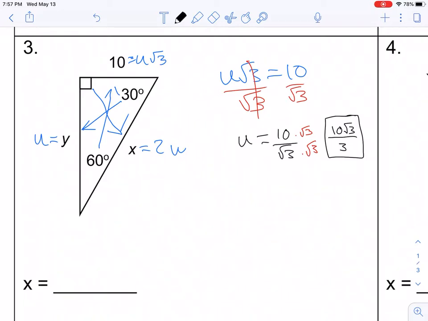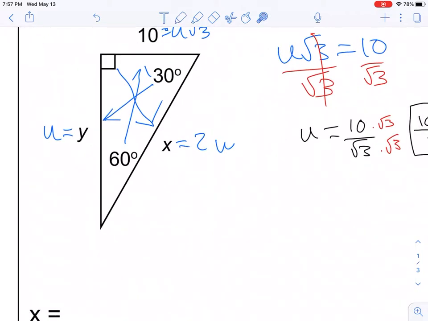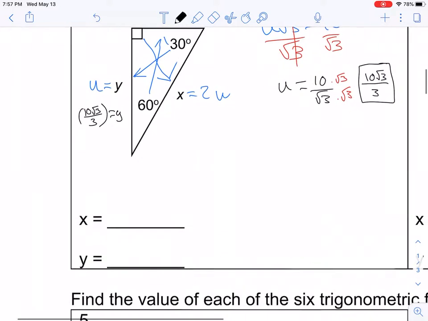Perfect. We can apply that to both the other pieces. So if I were to replace u over here and say 10 rad 3 over 3 equals y, there's nothing to solve for or do. That is the value of y, 10 rad 3 over 3.